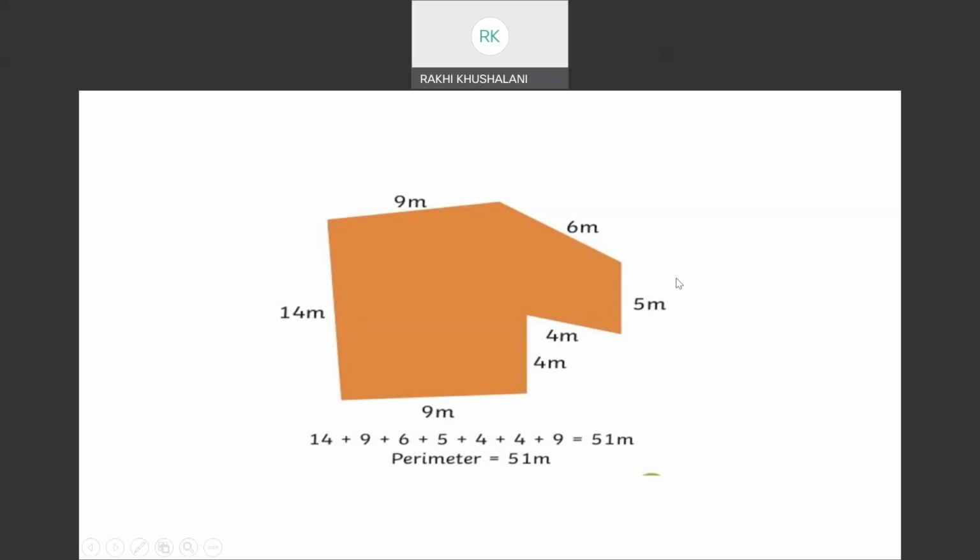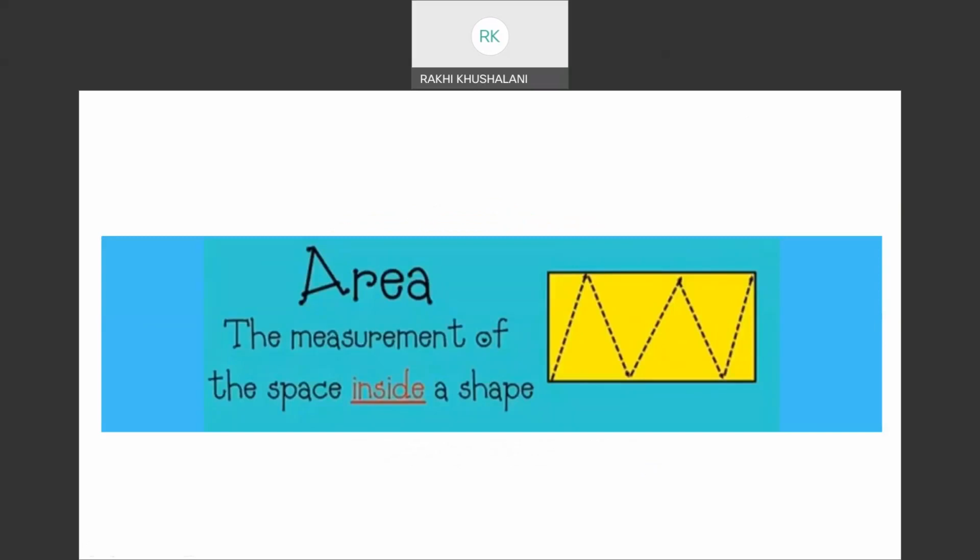What more we have in store? Now let's see the area. The measurement of the space inside a shape is called an area. Again, the measurement of the space inside a shape is area.